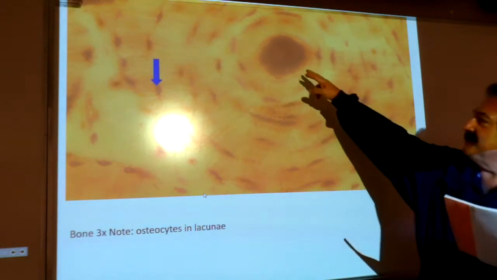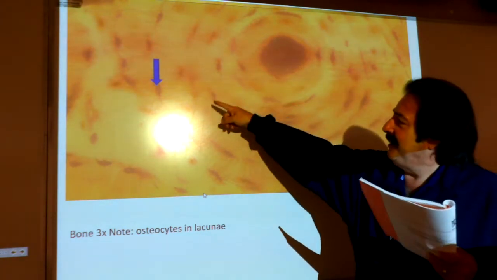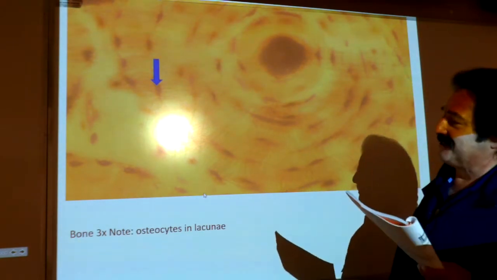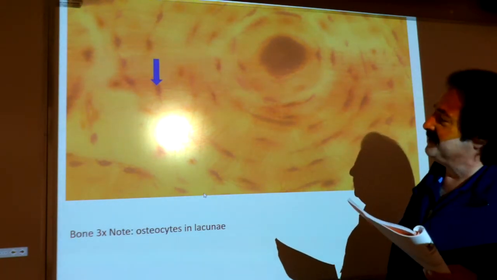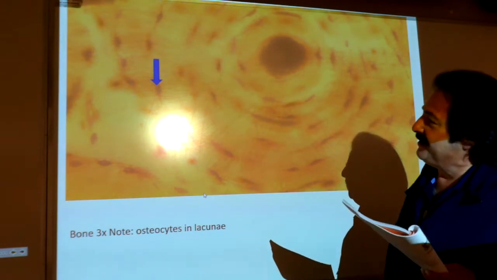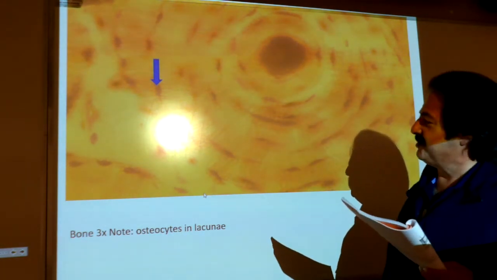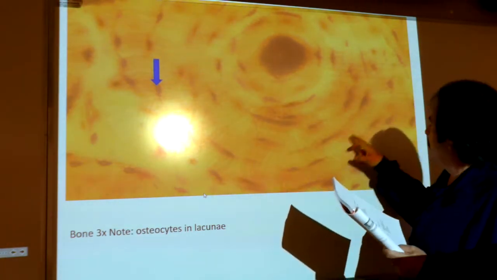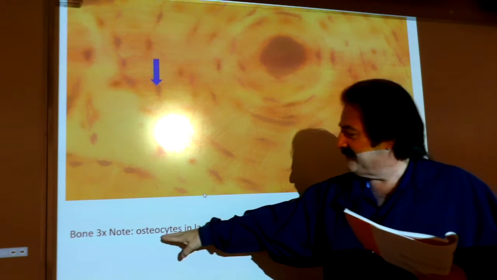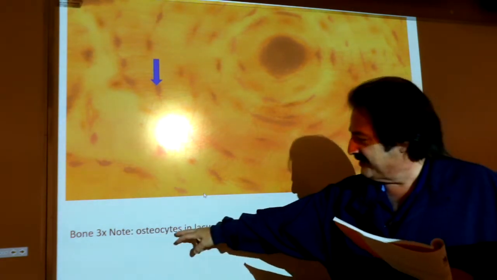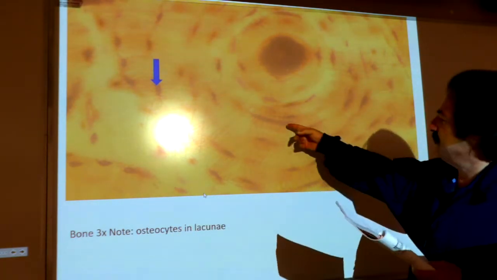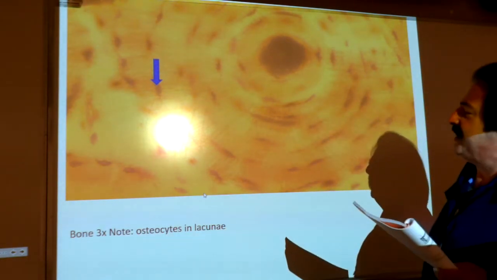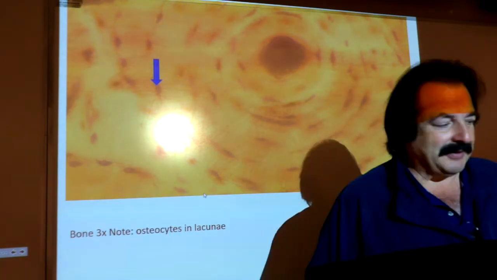All right, so here's the central canal. And this whole circular thing, you're going to learn about osteons. Osteon is the structural component of bone. They're like pillars that give the bone strength. Osteocytes are indicated right here. Osteocyte is the cell, osteo meaning bone, cytes meaning cells. These are bone cells, and they are found in little cavities called lacunae. But that right there is bone tissue.